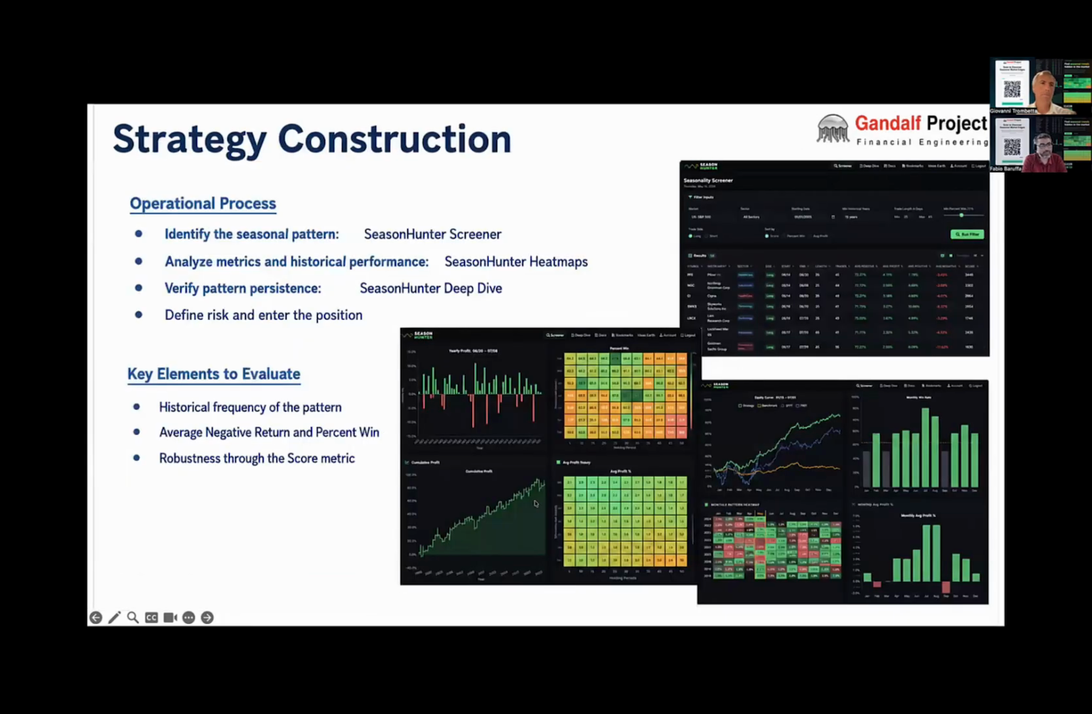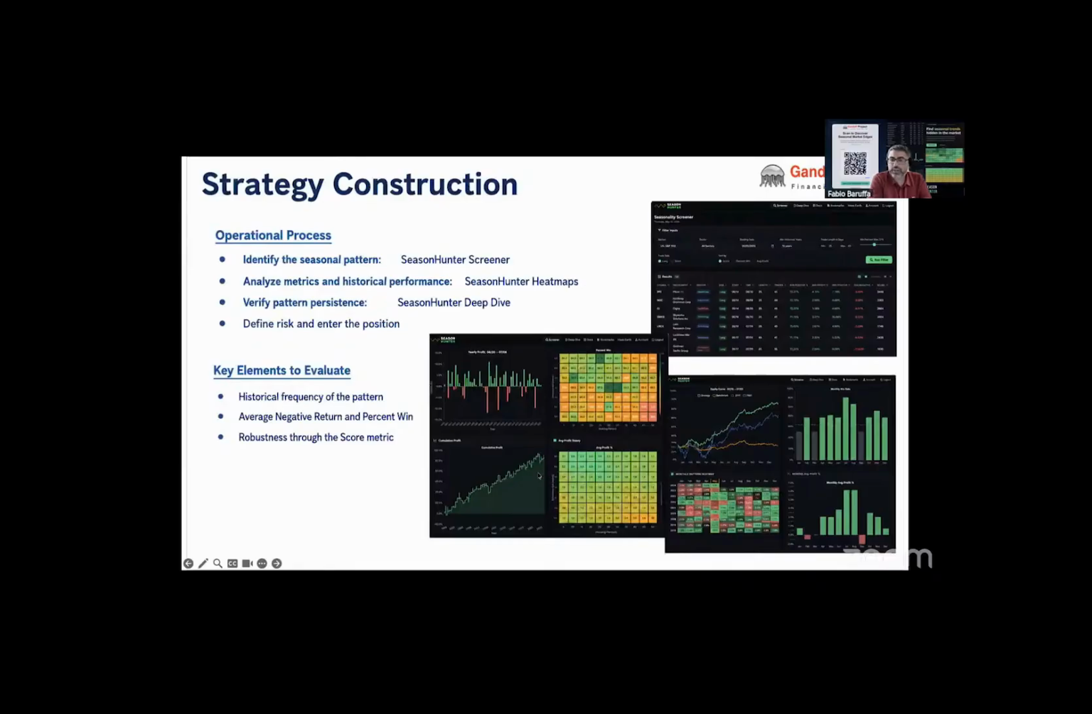Go ahead, Giovanni. So we have seen the strategy construction, talking about how it's possible to construct the strategy itself. You have touched these points during the live, I guess. Yes, I also showed you right where to go. So you go to the screener to identify the pattern, then you look at the seasonal to see if there is some kind of robustness on that.